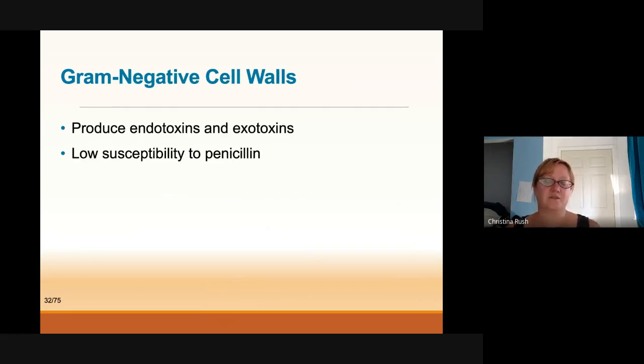So again, these gram-negative cell walls have that endotoxin. Not all, but some also produce exotoxins. So they're doubly bad. And they have a low susceptibility to penicillin. Now, we do have antibiotics to treat gram-negatives, but treating a gram-negative infection is going to be very different than a gram-positive.